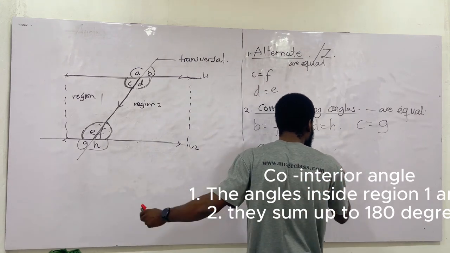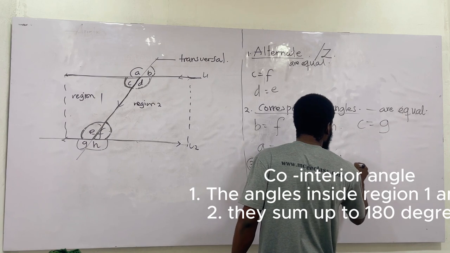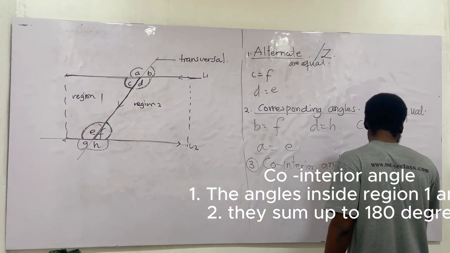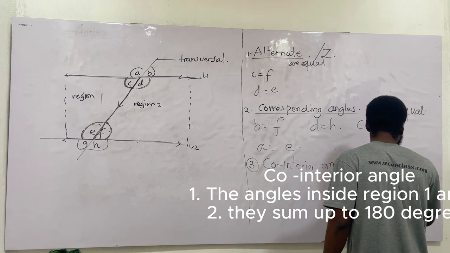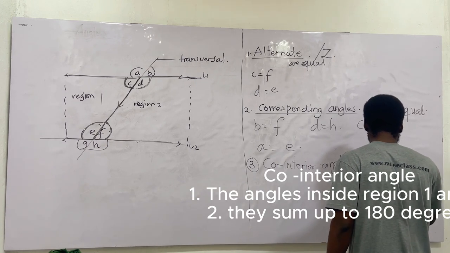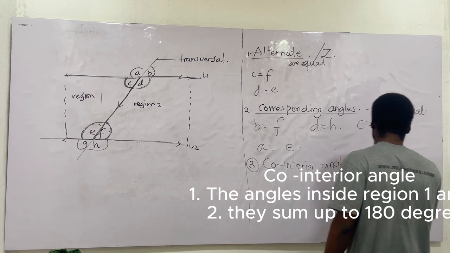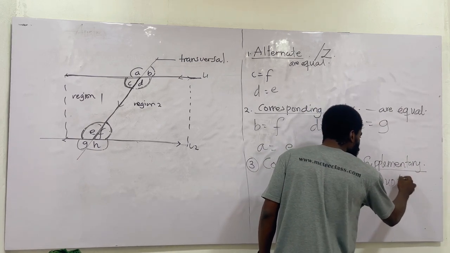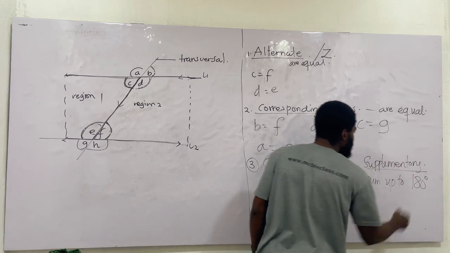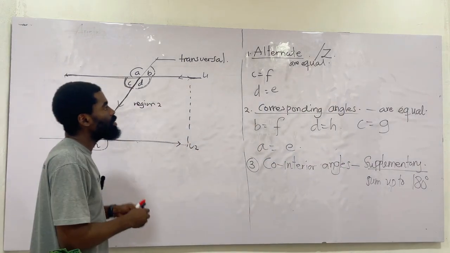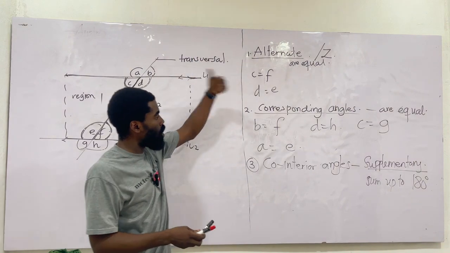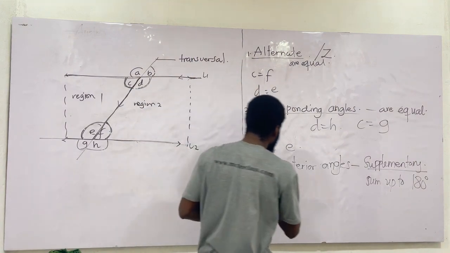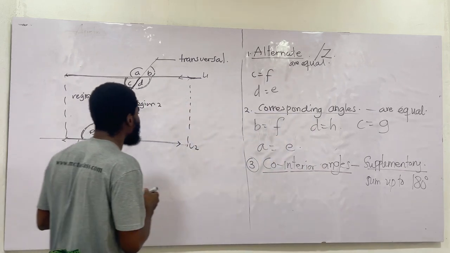co-interior angles. And the reason why I had to close the co-interior angles, but they are what? They are supplementary. That means they sum up to what? They will sum up to 180 degrees. They are not equal. So all the angles, the three angles, alternate angle, corresponding angles, are equal, but co-interior angles are supplementary. Therefore, they will sum up to what? 180.